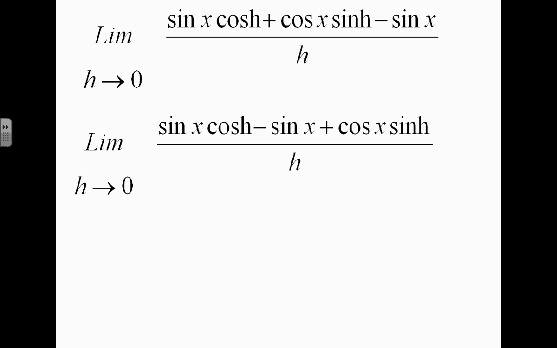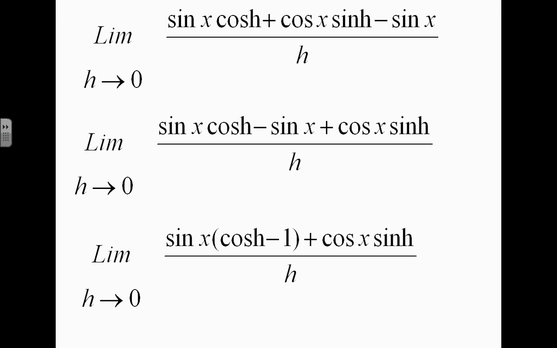Don't misunderstand. Your variable in the limit isn't x. The variable in the limit is h. X's won't turn to 0, only h's will when you get to the end. Only h's will turn to zeros, not x's. So by factoring out this sine of x, it allows you to split this up into two fractions.